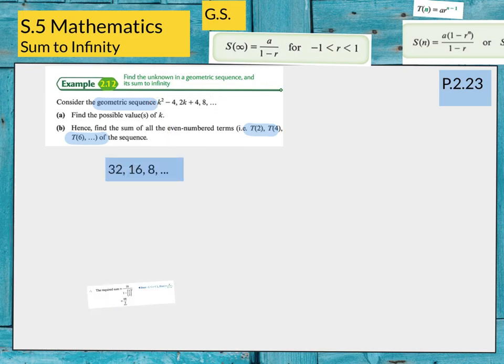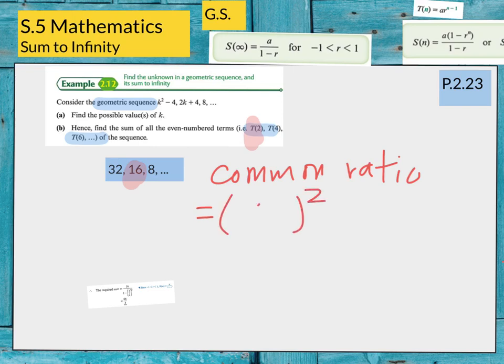If you remember correctly, this is the sequence we got from part A. The first term is 32, the second term is 16, but this time we start with the second one, so a equals 16. The common ratio is the square of the original common ratio. The original one is 8 over 16, which is 1 over 2, so squared it is 1 over 4.